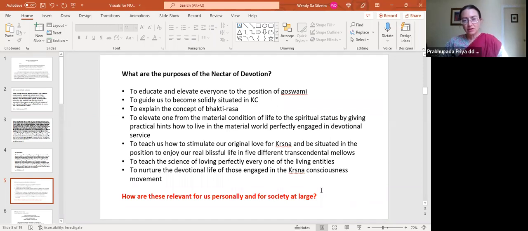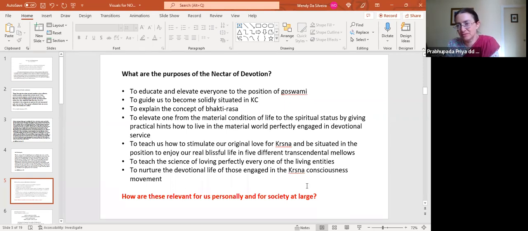So let's go through and talk about how these are relevant for us personally, because we heard that Srila Prabhupada says the Nectar of Devotion is specifically presented for persons who are now engaged in the Krishna consciousness movement. So this is for us. Then we have to think of how this is relevant for us personally, and also for society at large. That would be a little more difficult, but it's good for thinking. All right. So the first purpose that I have here is to educate and elevate everyone to the position of a Goswami. How is that relevant for you personally?